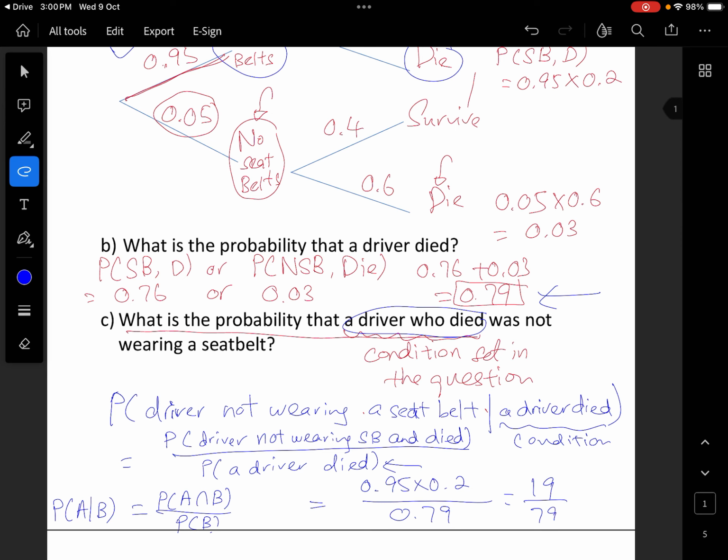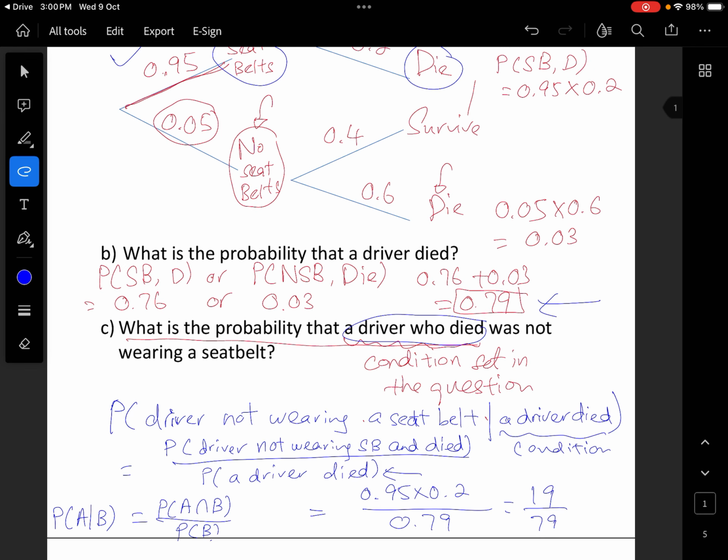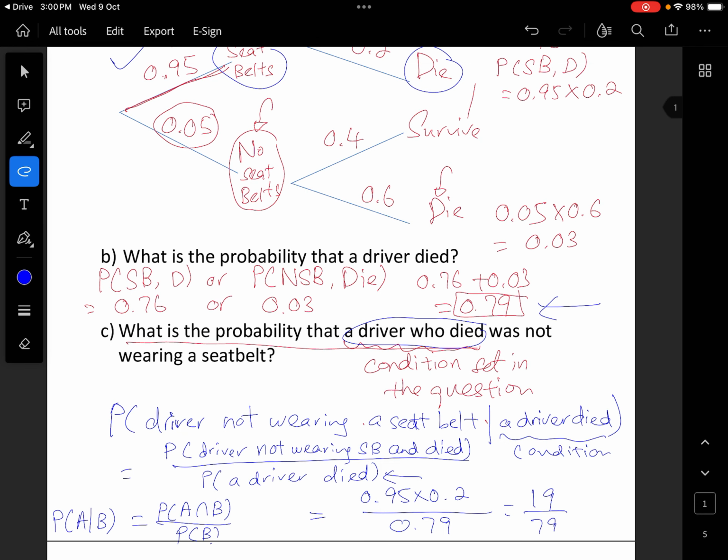I'm going to show you next, in another video, how this works in a table, or what we sometimes call a two-way table. So hang in there. I'll show you the next video shortly.